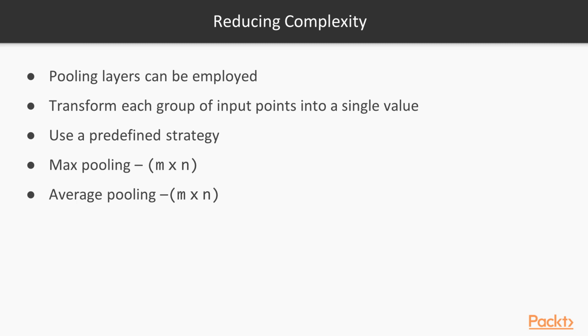Average pooling. Every bidimensional group of (m × n) pixels is transformed into a single pixel whose value is the average of the group. In this way, the dimensionality of the original matrix can be reduced with a loss of information.